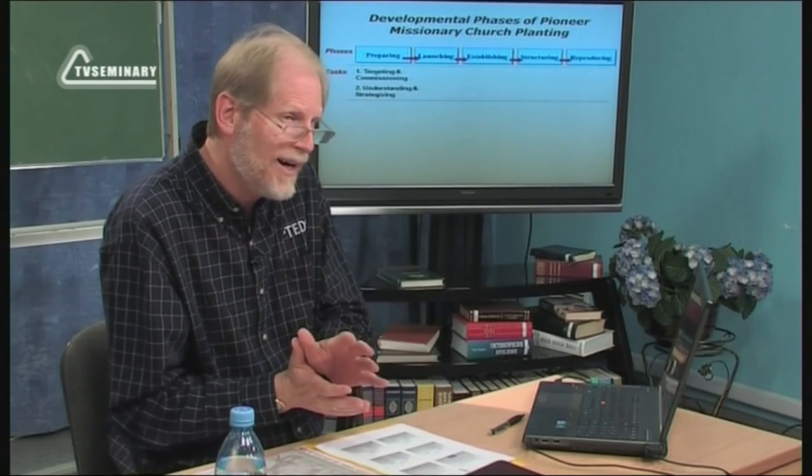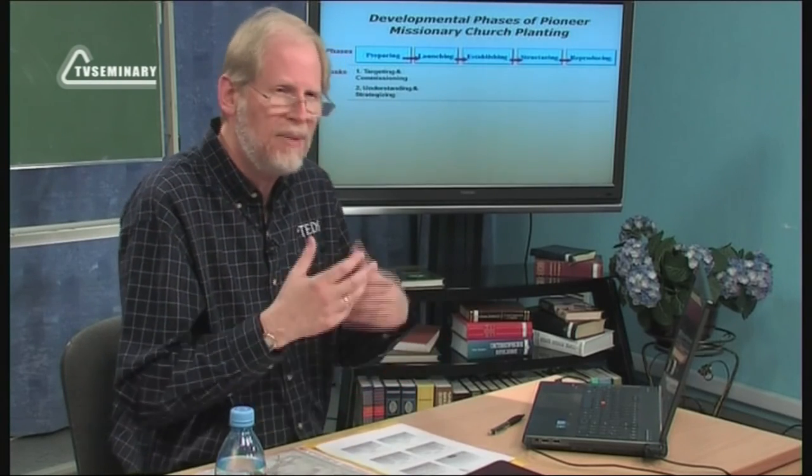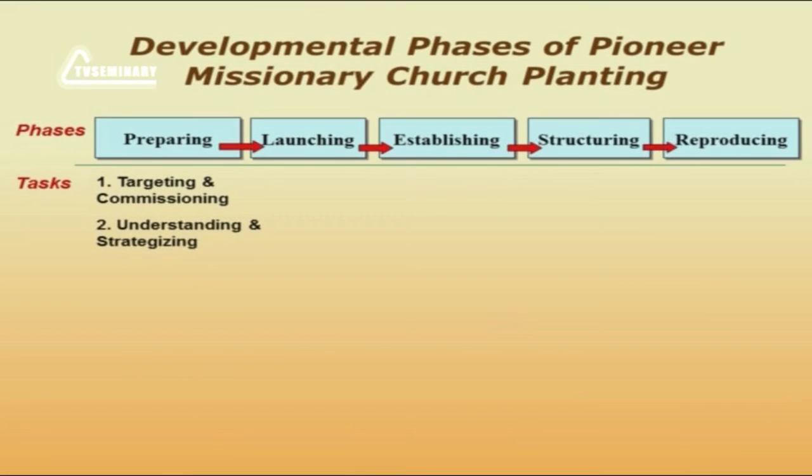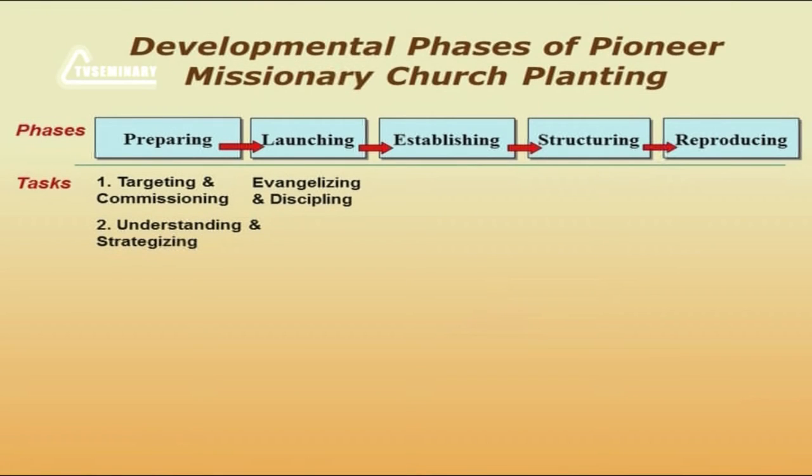Once you've determined where and who, now you begin to research, and we'll have a whole section on research and church planting. But it's understanding the people, understanding the community, what are the things we need to know to build a strategy? And then launching is mainly evangelism and disciple making. Establishing is congregating those disciples, maturing, so they begin to have this feeling we are a church. We're not just individual believers, but we are now taking on the life of the body of Christ.